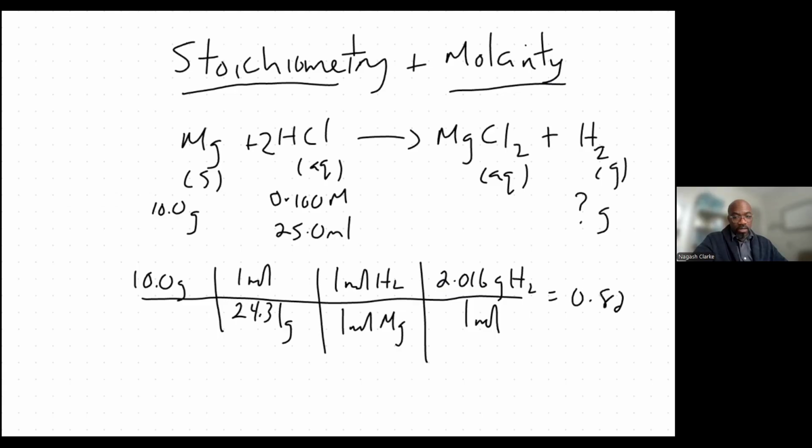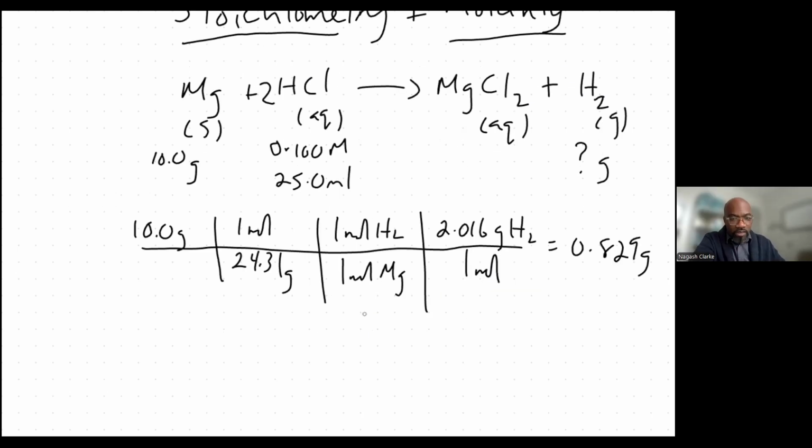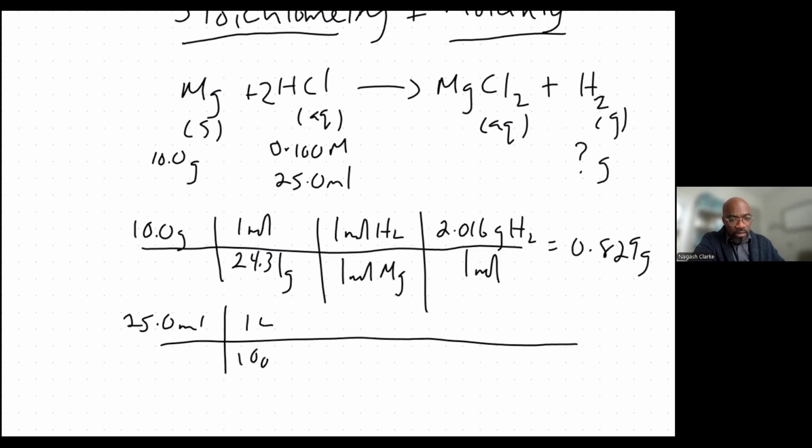And that's going to give me 0.829 grams. Okay, so now some students will write that down and say, oh, well, I'm done. But you're not because we don't know which is limiting. Is it magnesium? Is it HCl? We're about to find out. So we take our 25.0 milliliters, and then we have to convert that to liters. We can't do anything with molarity unless it's in liters. And then we look at the ratio between H2 and HCl.